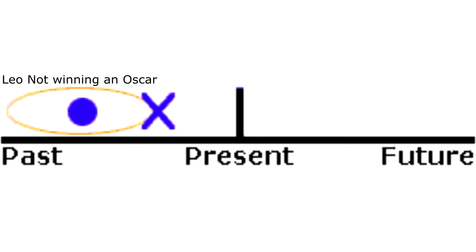Another example for past perfect could be: Leo had never won an Oscar before last night. In this example, we can see that an action took place in the past until another one happened.